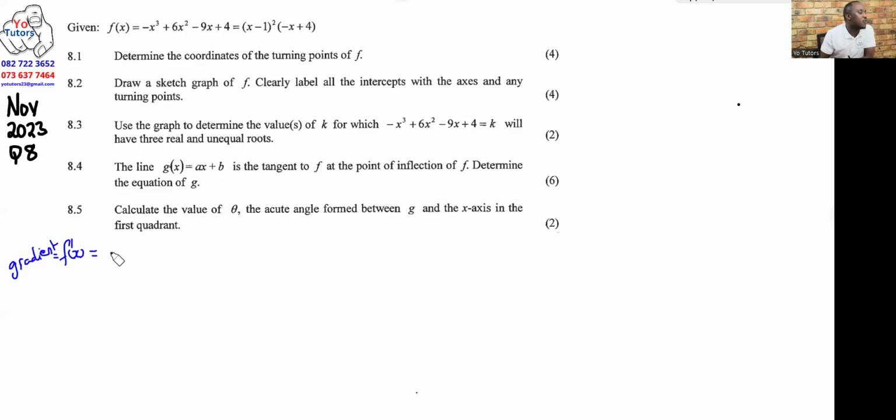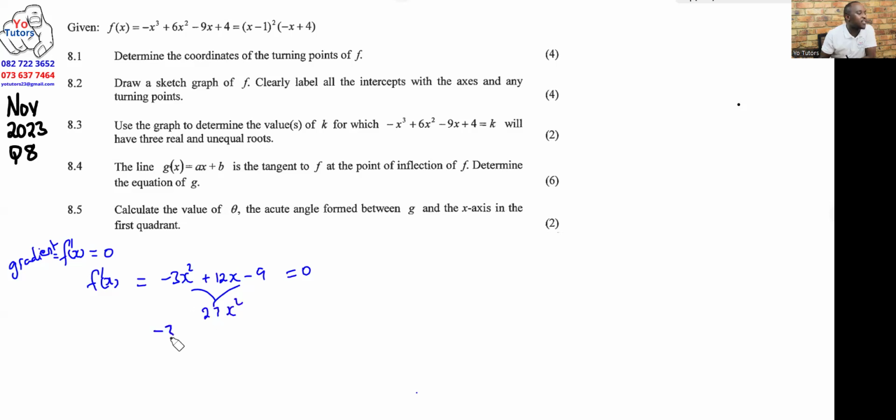Okay, that's what we know. f'(x) should be 0. So the first derivative will be equal to -3x² + 12x - 9. That's our equation. Now, we are saying this should be equal to 0. So if it's equal to 0, we can now try to factorize what we have here. If we take that, we get a positive 27.